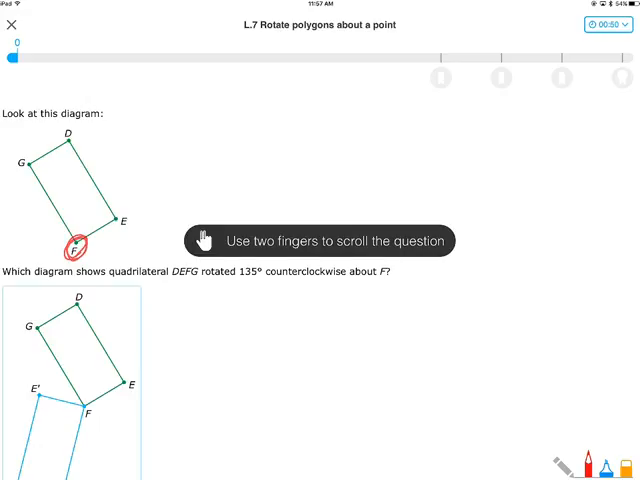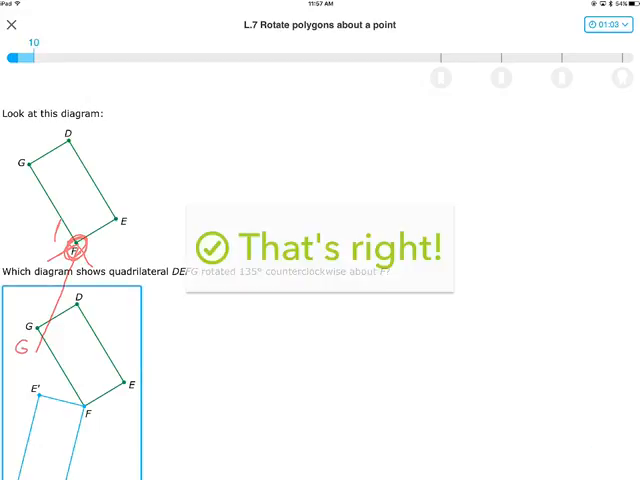So counterclockwise, against a clock. So this original is going to spin more than 90. So 90 would be this angle, and 180 would be this angle. So it's going to come off somewhere over here. So G, or G prime, is going to be somewhere.